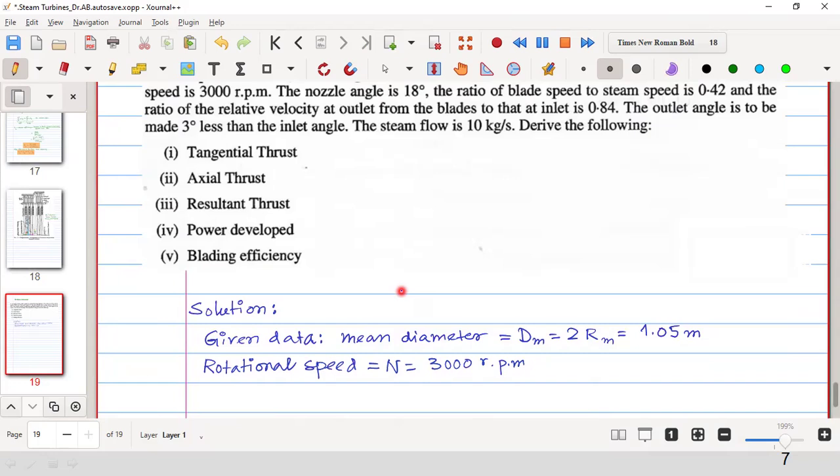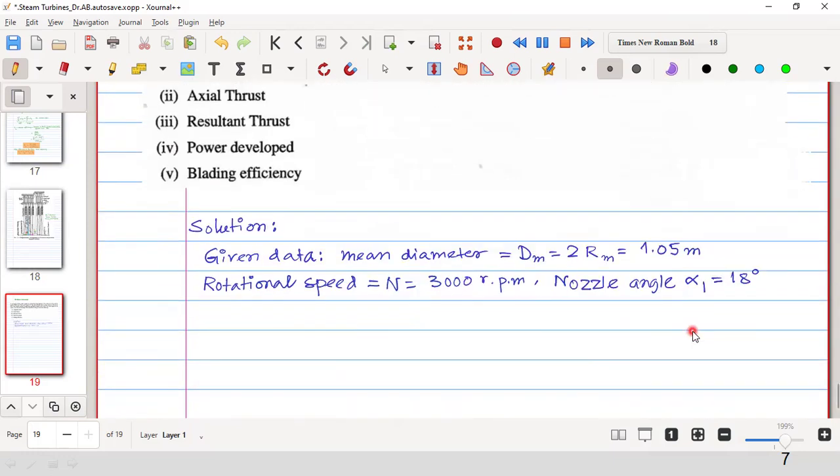Another thing given is the nozzle angle. What is the name of the nozzle angle? Alpha 1, 18 degrees. So the nozzle angle is the same as alpha 1, that is, the angle of the absolute velocity of steam at the inlet.